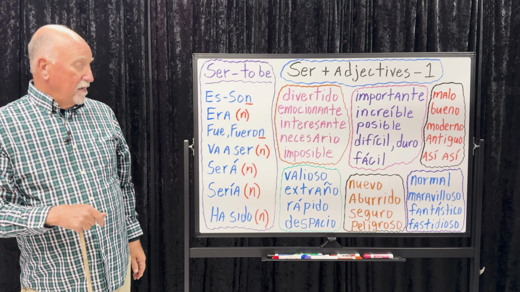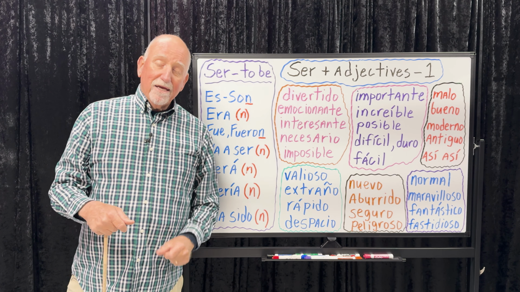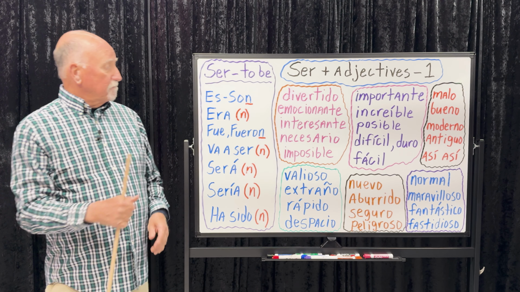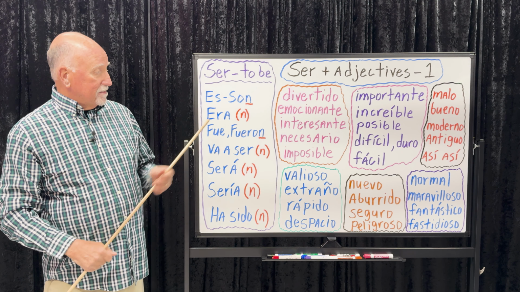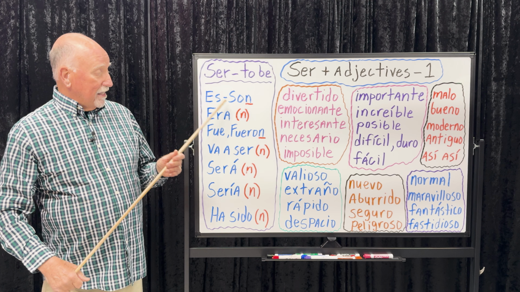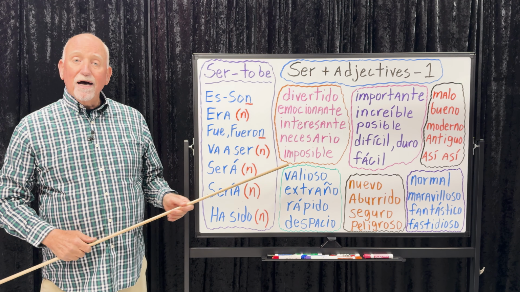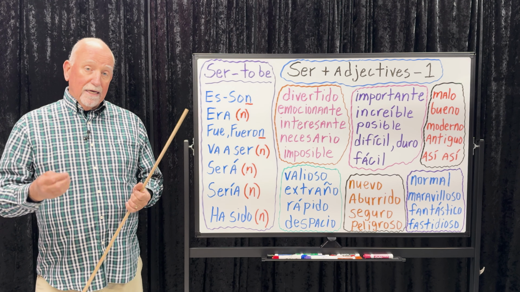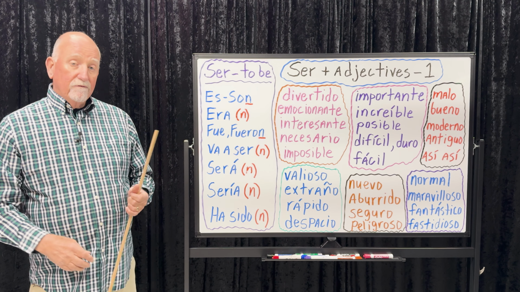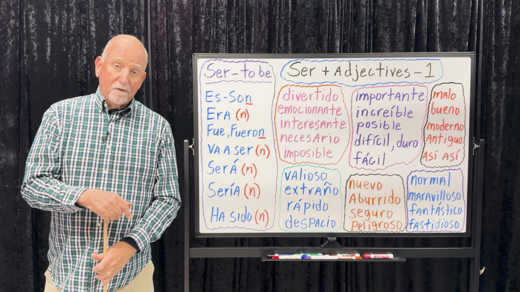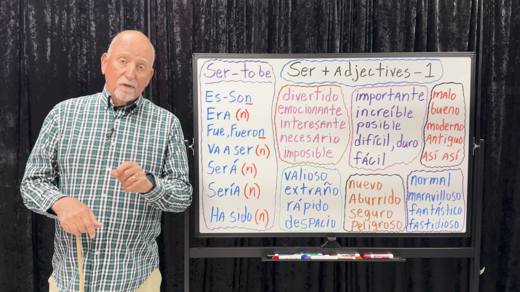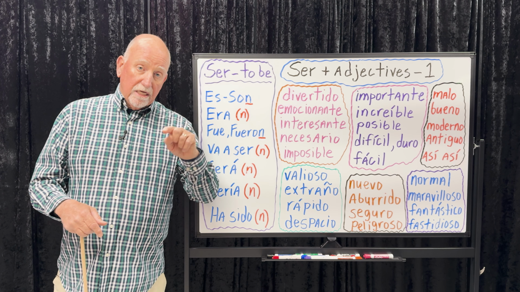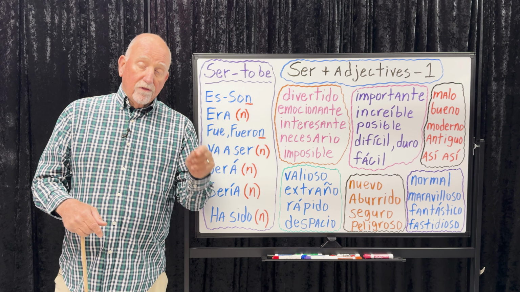All right? Are you ready to jump on the bike and go for a ride? Let's go for a test ride and see how you're doing. Alrighty? Let's start off with S. It's interesting. Es interesante. It's impossible. Es imposible. It's very valuable. Es muy valioso. If you want to say an education is very valuable, well, we know una educación, all words that end in C-I-O-N or C-I-O-N-E-S, they're feminine.